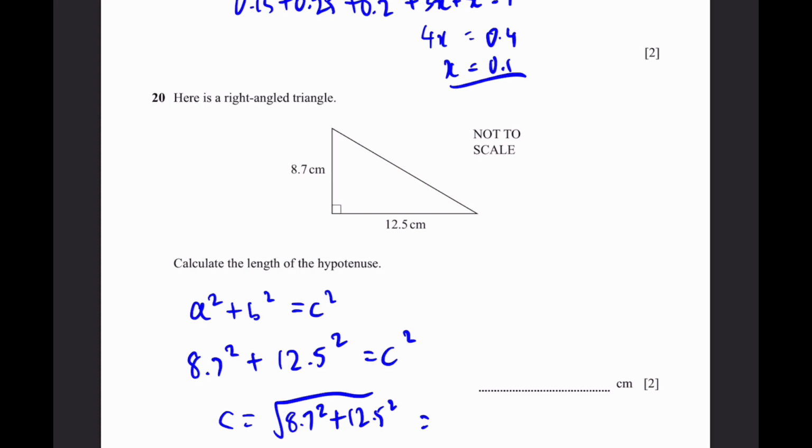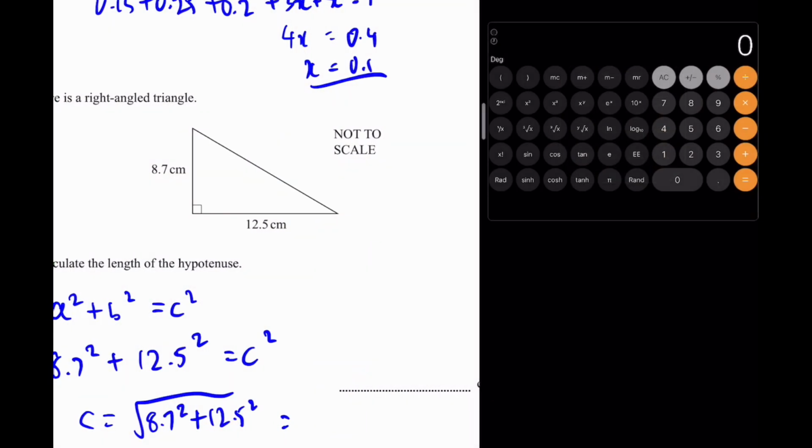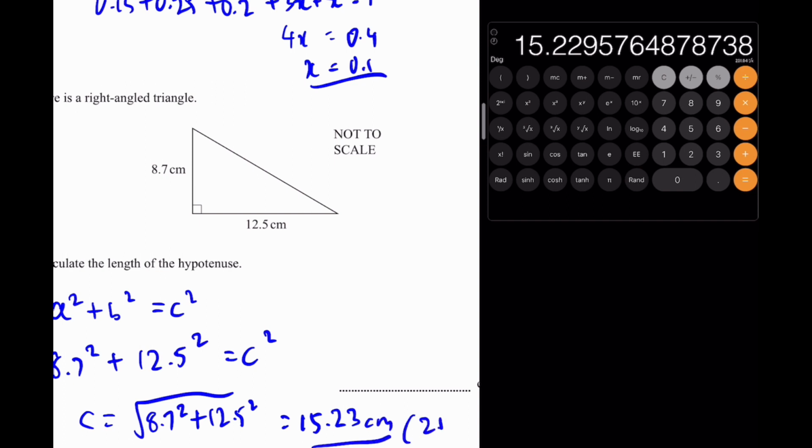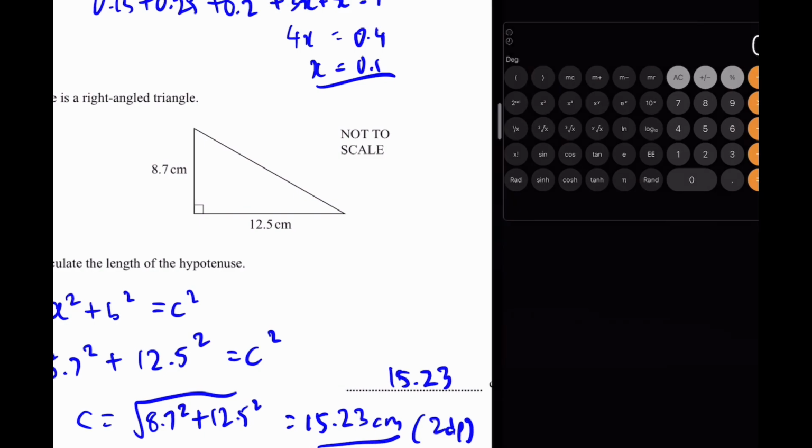And that will be, using a calculator, 8.7 squared plus 12.5 squared. And then we do a square root to get 15.23 centimeters. Just take it to 2 decimal places. You can write to 1 decimal and also make it as 15.2. It's also fine. As long as you get this answer in your calculator, it's correct. Now we can go to question 21.